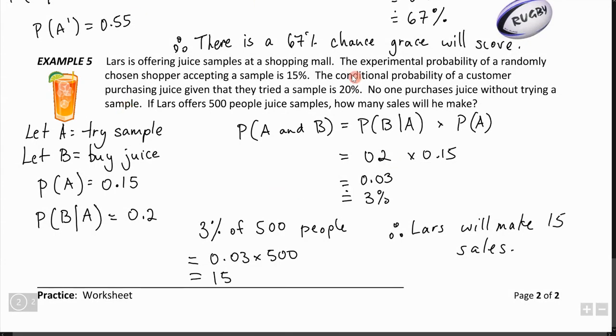And that ends our lesson on dependent events. And that's the end of our chapter.